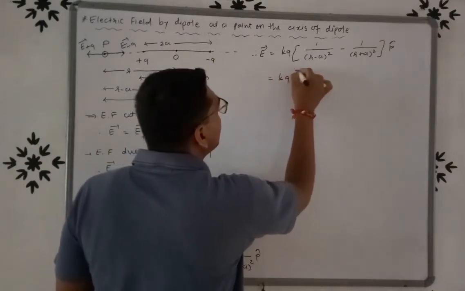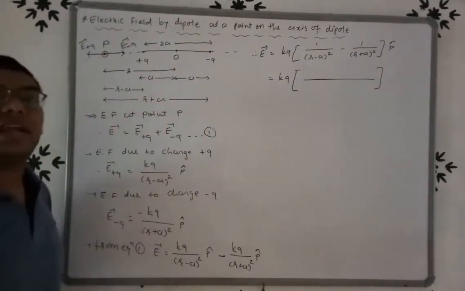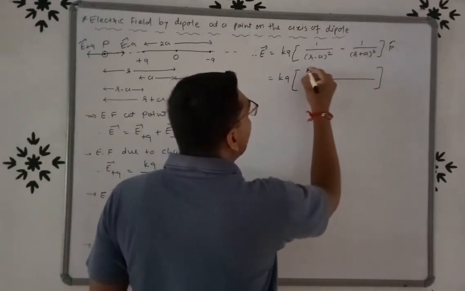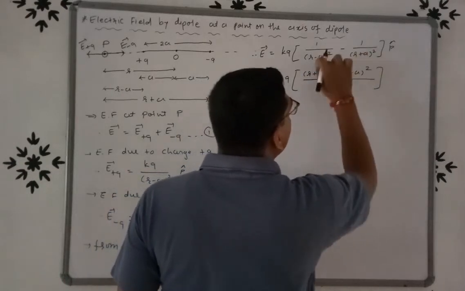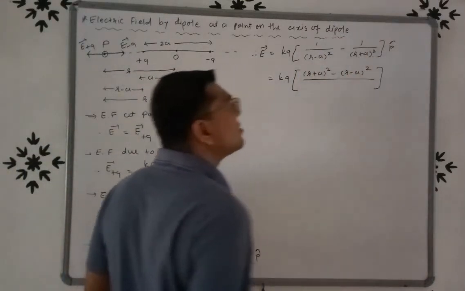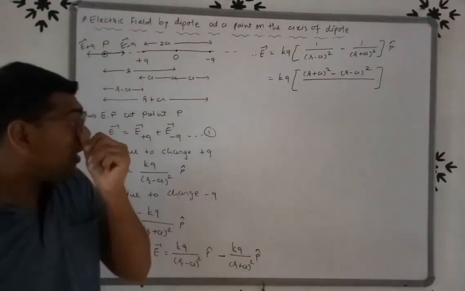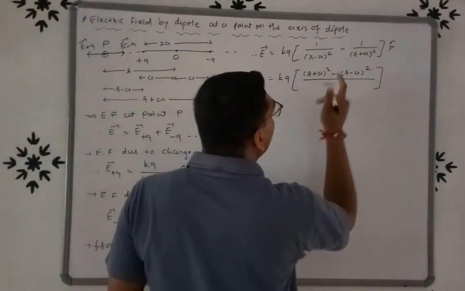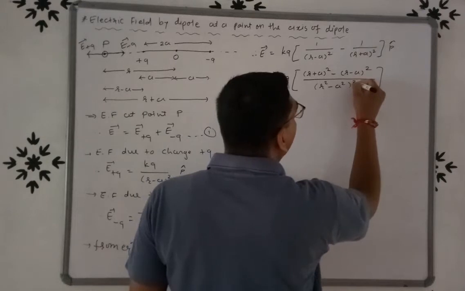Here KQ as it is. Here we take LCM, thereafter we use the formula of (A minus B) whole square and (A plus B) whole square, right? So if we take LCM, then here (R plus A) whole square minus (R minus A) whole square, like this, and the LCM of (R minus A) whole square and (R plus A) whole square. So see here friends, A minus B, A plus B: the formula of (A minus B)(A plus B) is A square minus B square. So here we can write R square minus A square, but whole square, right?